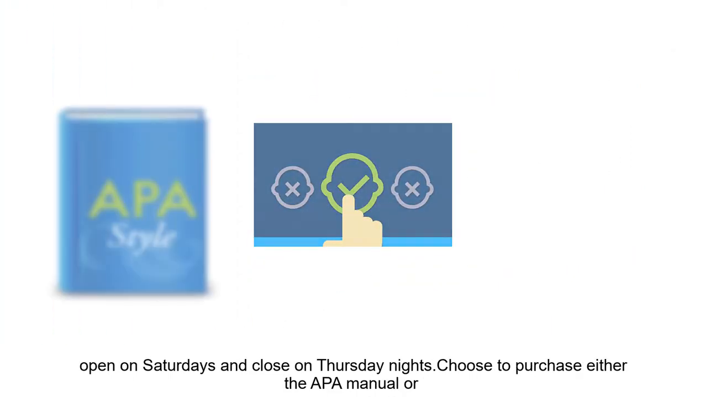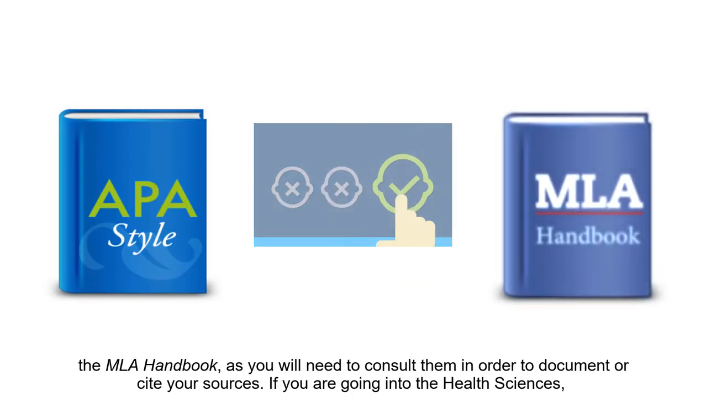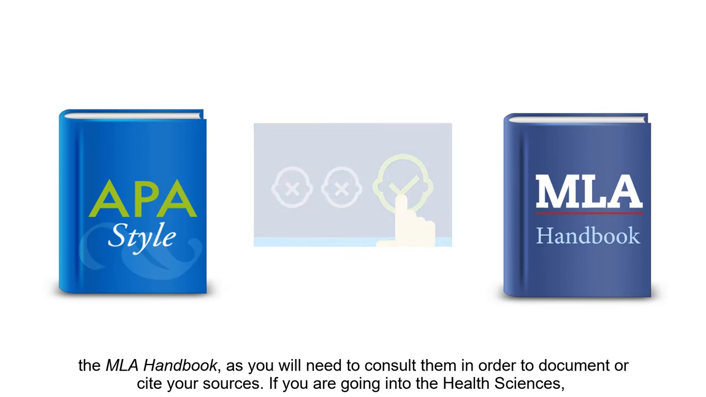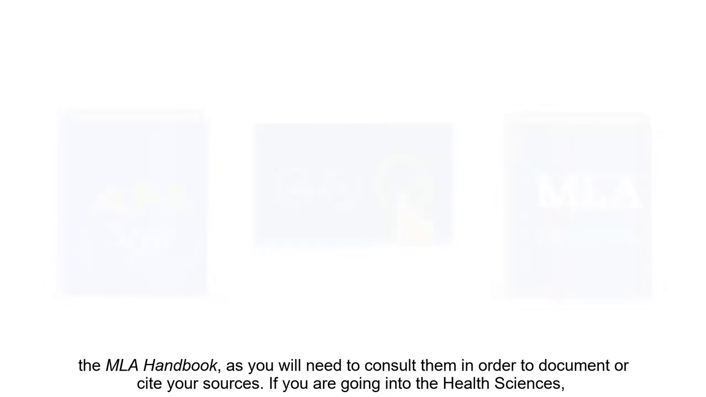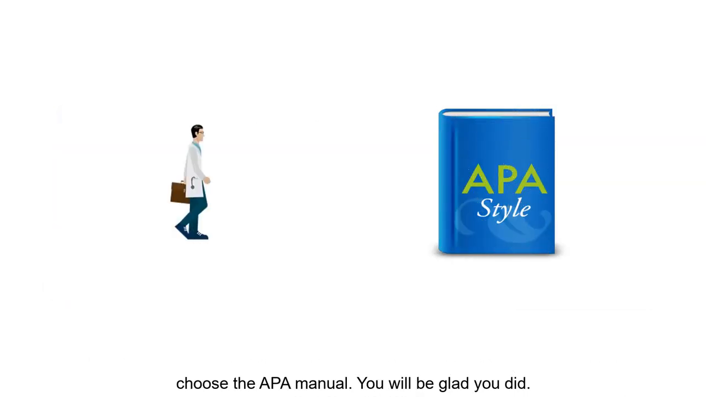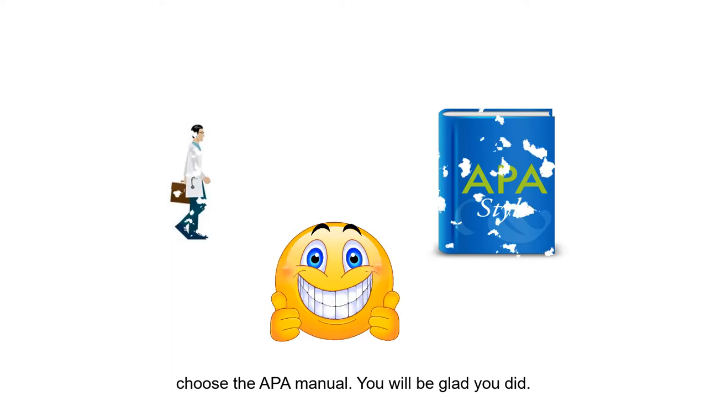Choose to purchase either the APA manual or the MLA handbook, as you will need to consult them in order to document or cite your sources. If you are going into the health sciences, choose the APA manual. You will be glad that you did.